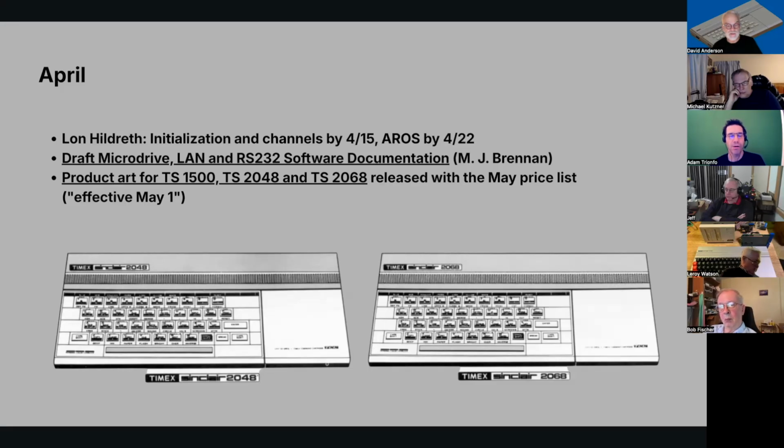It went out with this price list that they sent out in late April. It was effective May 1st. So at some point in April, this stuff went out. Yeah, and you could have used this in a newspaper ad. This is the kind of artwork that we would see back in newspaper ads at the time, especially if a grocery store was going to sell it. It would be perfect for a grocery store ad.